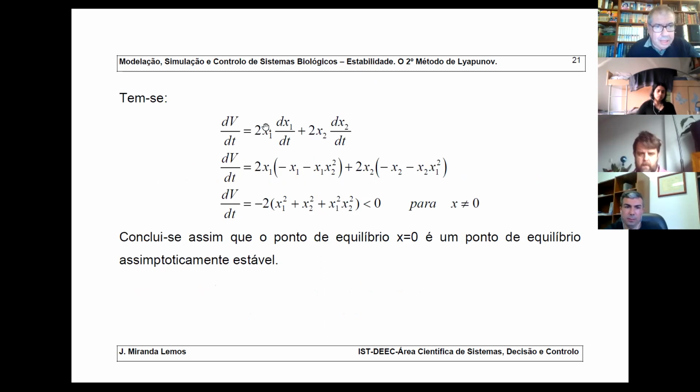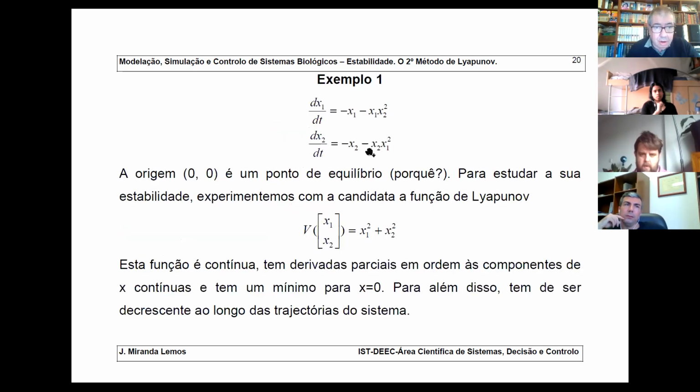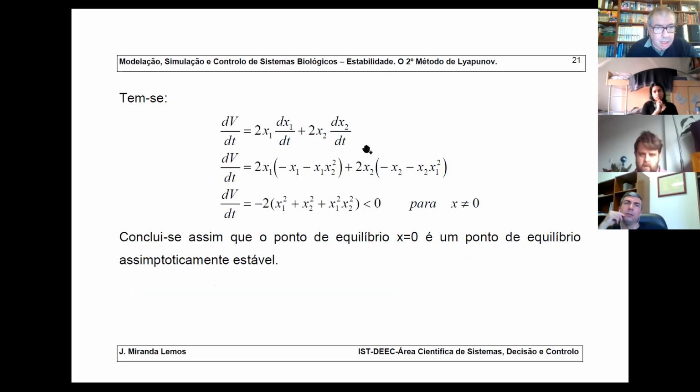So remember that V is x1 squared plus x2 squared. So dV/dt is the derivative of x1 squared, which is 2x1, times the derivative of x1 with respect to t, plus the derivative of x2 squared, which is 2x2, times the derivative of x2 with respect to t. Now, I use the expressions for the derivatives of x1 and x2, which are given here. So I plug these expressions here and here. And then I try to cancel out things.